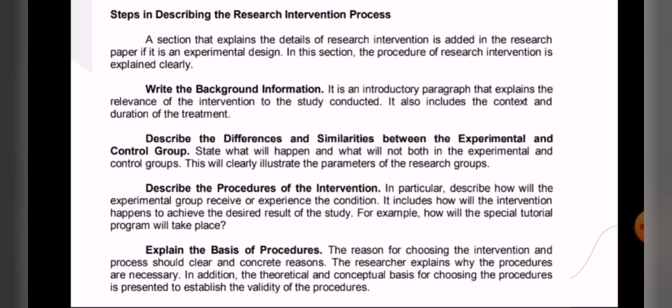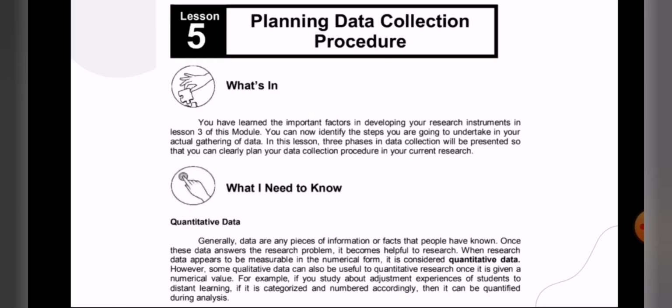So it is similar to what we have previously discussed. You have to write down the background information, describe the differences and similarities between experimental and control group, describe the process of intervention, and explain the basis of procedures. So here, I have not put a great deal of explanation because it is rarely done at the level of high school students, but this is more for a higher form of research where you would conduct experiments, and you have an experimental group.